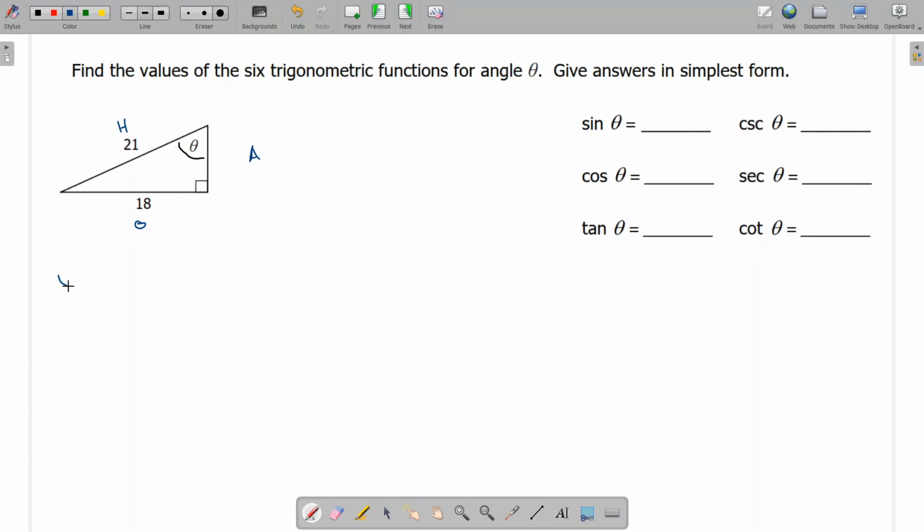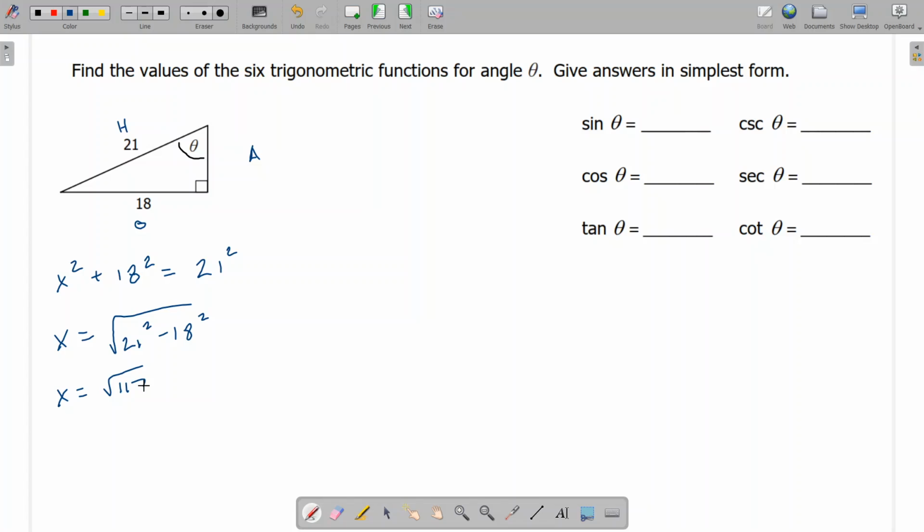So x squared plus 18 squared should equal the hypotenuse squared. So then I'm just going to solve for x here. X should be equal to the square root of 21 squared minus 18 squared. Okay, and that calculation is going to give me the square root of 117, which I can break down.